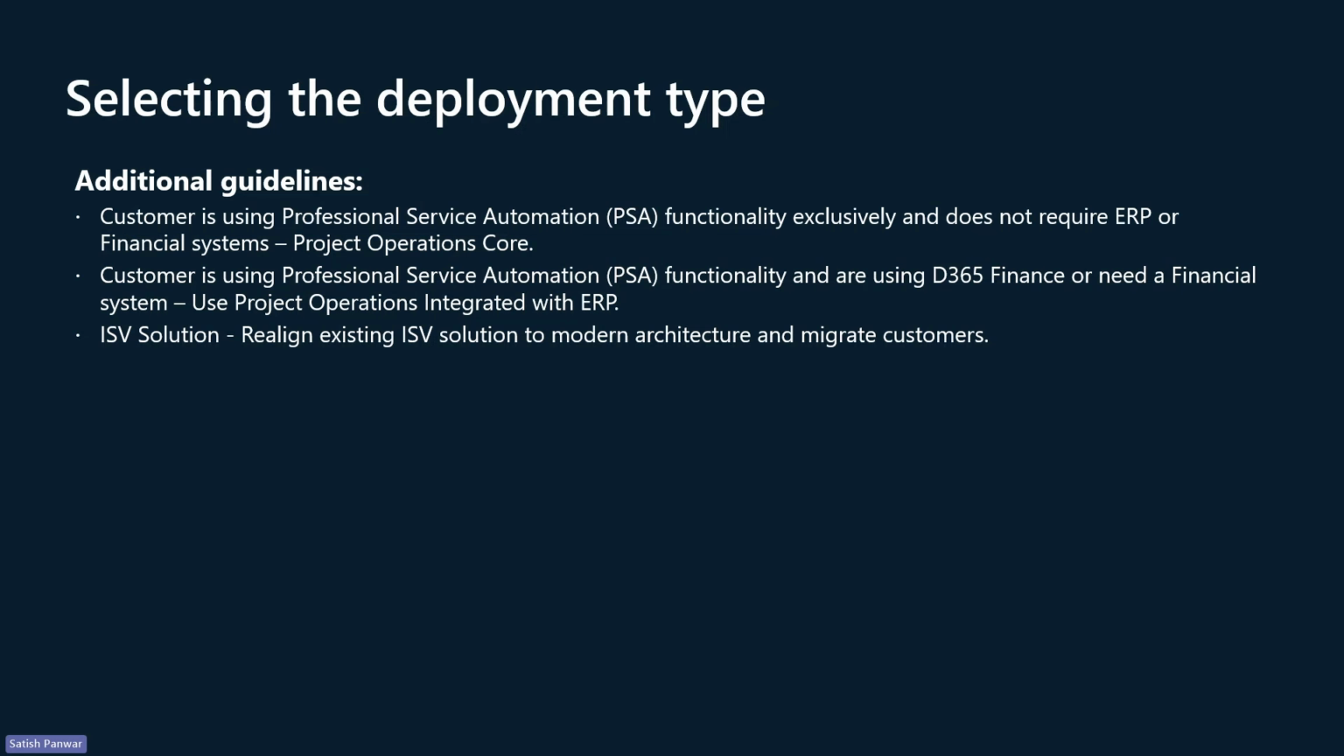For partners with ISV solutions, it is recommended to move the ISV solution to the modern architecture or align with the integrated with ERP deployment type. Subsequently, also help customers migrate from manufacturing deployment type to integrated with ERP deployment type.